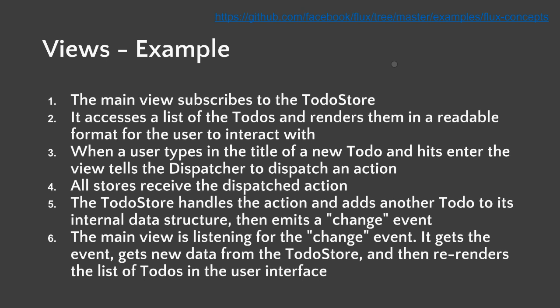So it declares, okay, I'm changing, because I added another to-do to my internal structure. The main view is listening for the change event. So when a store, in this particular case the to-do store, has changed, the view gets the event, gets new data from the store, and re-renders the list of to-dos in the user interface. So this is a very complete example of the whole Flux architecture.